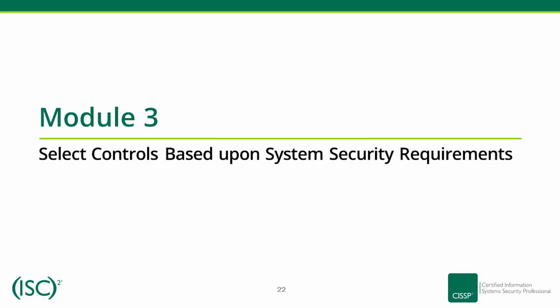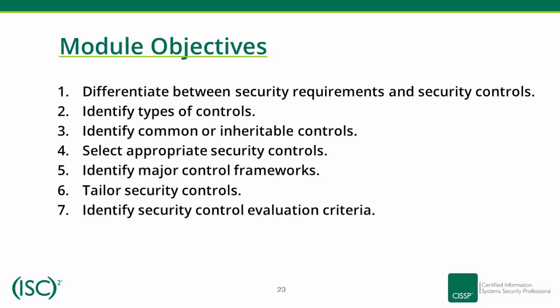Module 3. Select controls based upon system security requirements. Module objectives. 1. Differentiate between security requirements and security controls. 2. Identify types of controls. 3. Identify common or inheritable controls. 4. Select appropriate security controls.